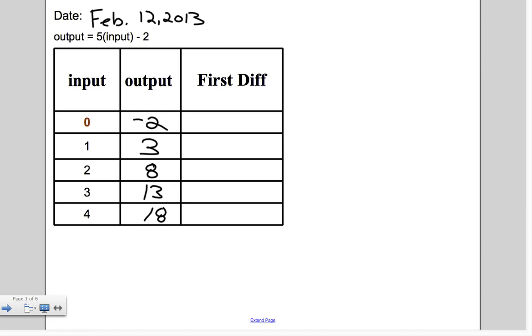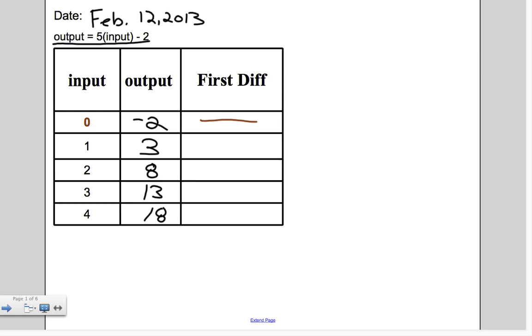So for each of those inputs, we would get an output, right? Based on this relationship that we have between our input and output. Sort of like a relationship that you might have between, let's say, a toothpick and the number of closed shapes that you can make. Okay? So here we're going to calculate the first difference.